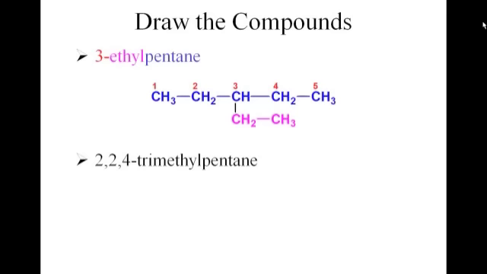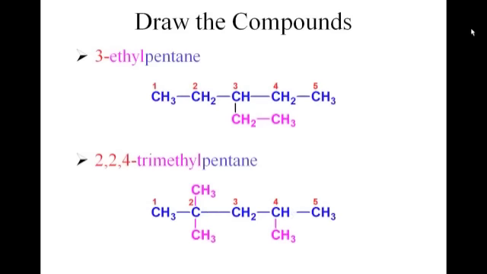What about the next one? Well, again, it's a pentane, so that's going to be 5 carbons. I have trimethyl, so I have 3 methyl groups, or 3 1-carbon substituents on this molecule. Let's go ahead and number our carbons. My methyl groups are going to be at 2, 2, and 4. So 2 methyl groups at carbon 2, 1 methyl group at carbon 4. So there you have it.